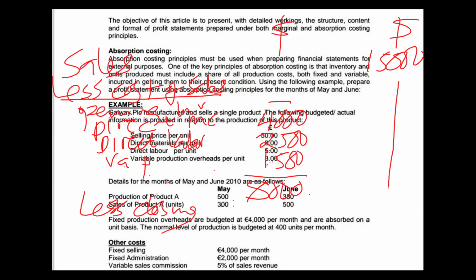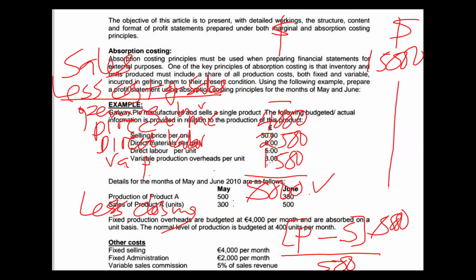Now listen, closing inventory is basically the difference between the units that were produced minus the units that were sold, times the cost of production, the 8,000, divided by the units that were produced, which is 500. That's what you do. Did you hear what I said? I should repeat that, right?